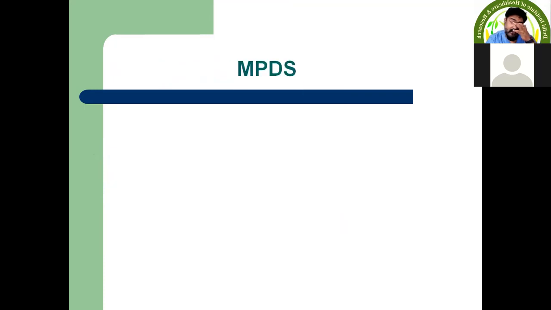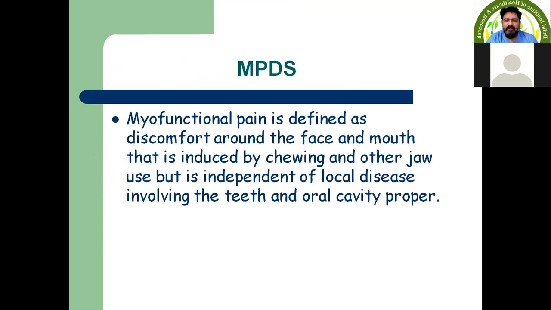Now the next disease is myofascial pain dysfunction syndrome. It is defined as a discomfort around the face and mouth that is induced by chewing and other jaw use, but is independent of local disease involving the teeth and oral cavity proper.